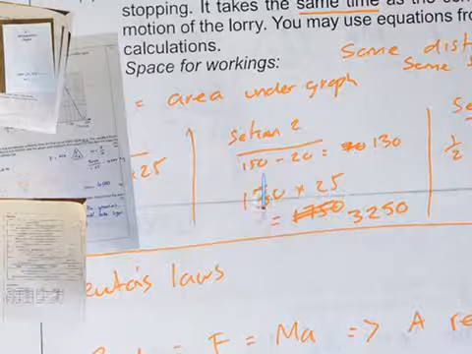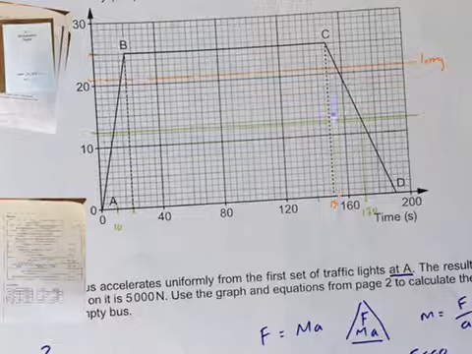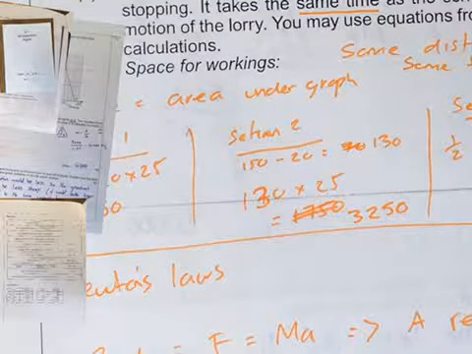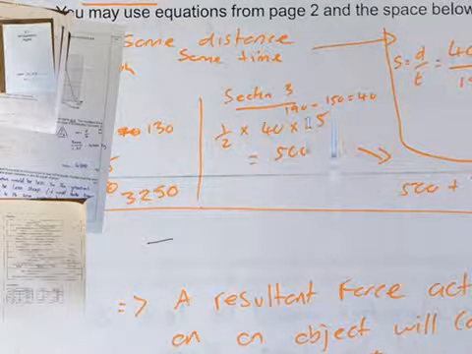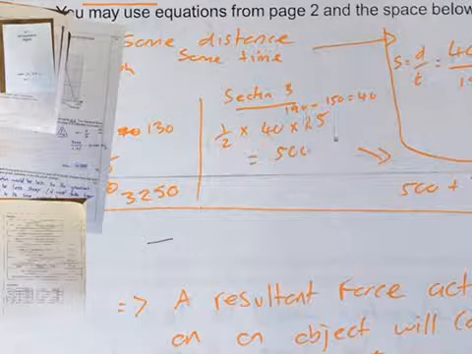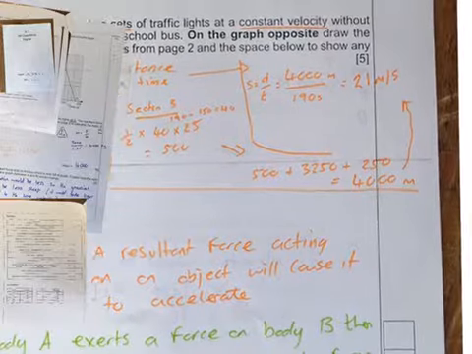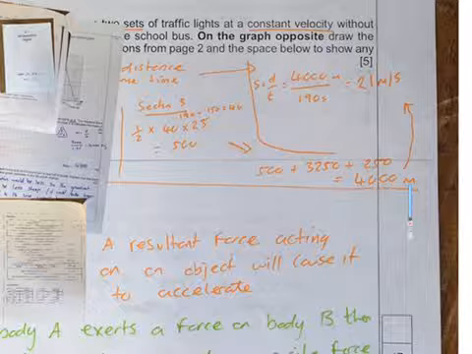Section 2 is just 150 minus 20, because that is that section there. So it's 150 minus the initial 20. Then I've just got 130 times 25 there. That's going to give me 3,200. Oh, sorry, 3,250, my mind's elsewhere. And then I've got section 3, which is half times base times height. All these figures I've got from the graph. When I add them all up, I get an overall distance of 4,000 meters.